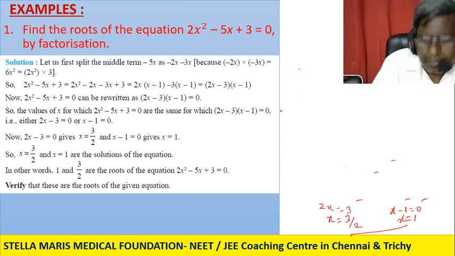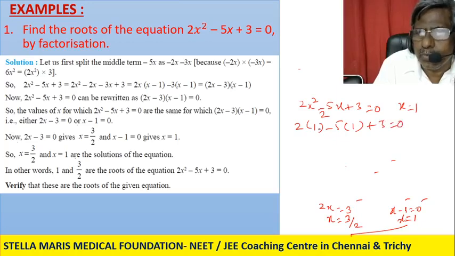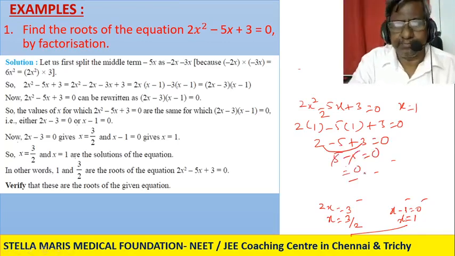Okay, what's this one? 2x square minus 5x plus 3 is equal to 0. The next value, x is equal to 1. So substitute the value 1: 2 into 1 square minus 5 into 1 plus 3 is equal to 0. So 2 into 1 square is 1 only, then 2 minus 5 plus 3 is equal to 0. 2 plus 3 is 5 minus 5 is equal to 0. Clear? So this condition is being satisfied.